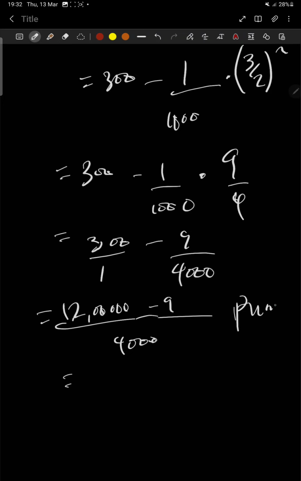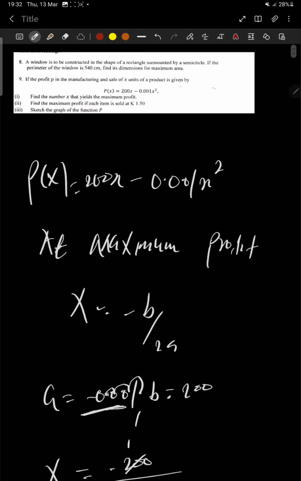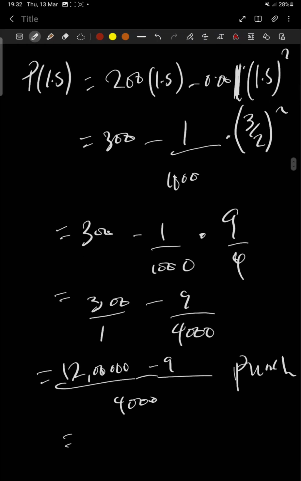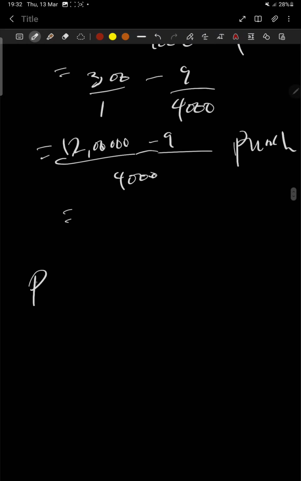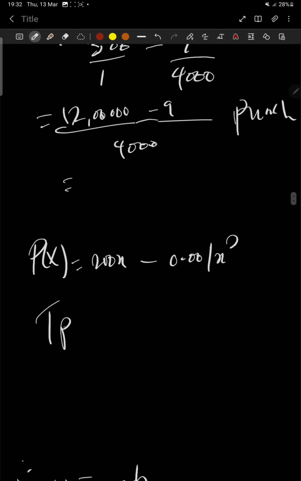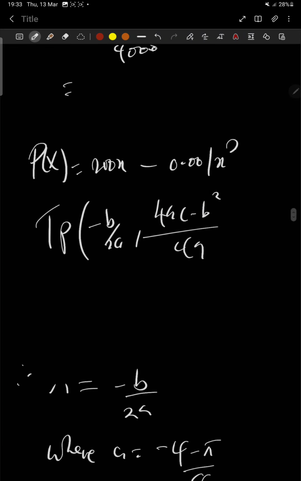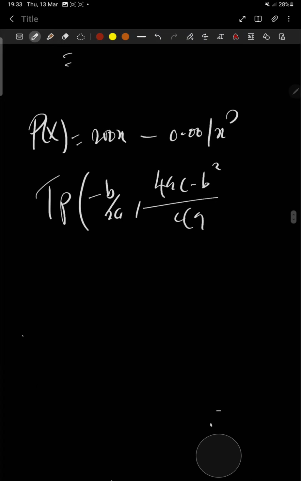Well, here is where we punch. Something like that. I'm more interested in the last part, which is sketching. How do you sketch such a function? How do you sketch p of x is equal to 200x minus 0.001x squared? First thing to look for is the turning point. The coordinates of the turning points are in this form.